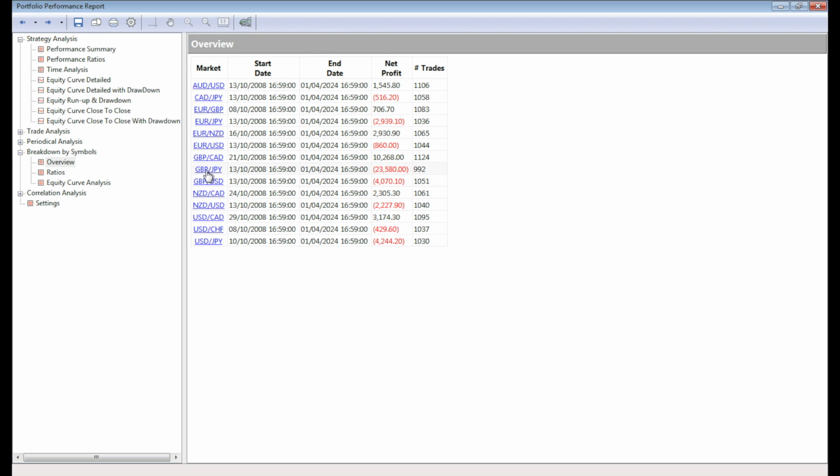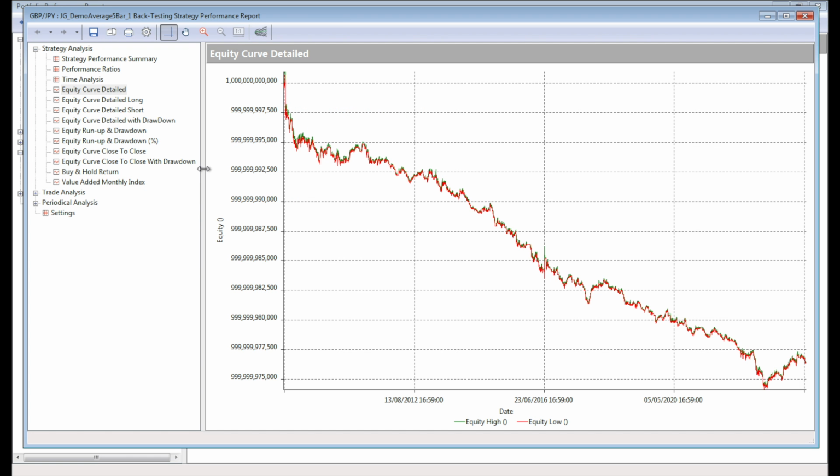Let's also just look at pound yen here, because this is by far the biggest loser. And that's a really nice loser, isn't it? It makes me wonder whether we can actually reverse the strategy rules for this pair and have a strategy which will make money. It probably would, because pretty much anything trend related seems to work quite well with pound yen.